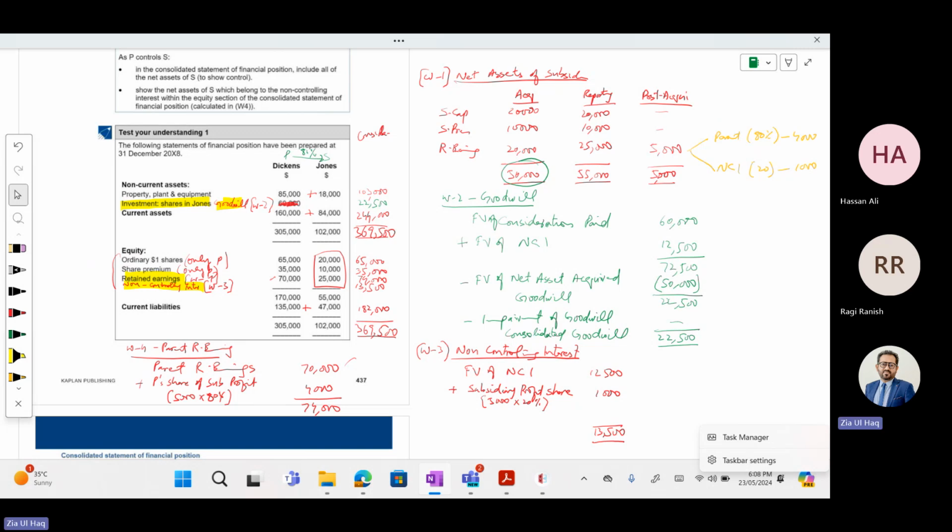And then non-controlling interest: fair value of non-controlling interest at the time of acquisition, add subsidiary profit share for NCI. And then we need to calculate parent retained earnings, because the subsidiary retained earnings we don't consolidate; we only consolidate the subsidiary profit for the year after acquisition. Shall we move forward? Okay.